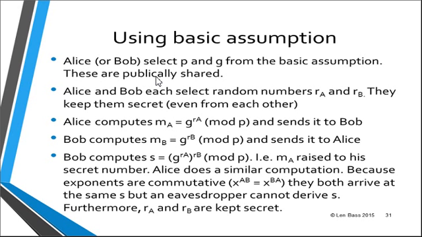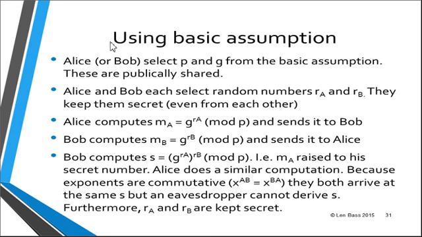And then Alice computes a number based on her secret number and sends it to Bob. Bob computes a number based on his secret number and sends it to Alice. And then it turns out that the exponents are commutative, and so they can both arrive at the same secret, but the eavesdropper can't, because the two numbers that Alice and Bob use are kept secret. So this enables them to share a secret.